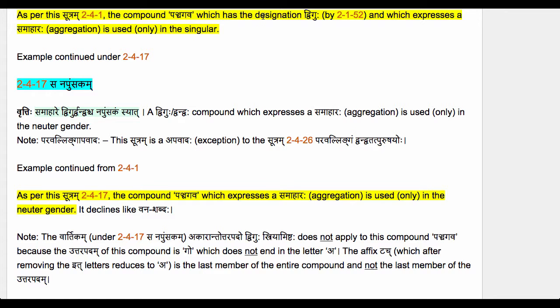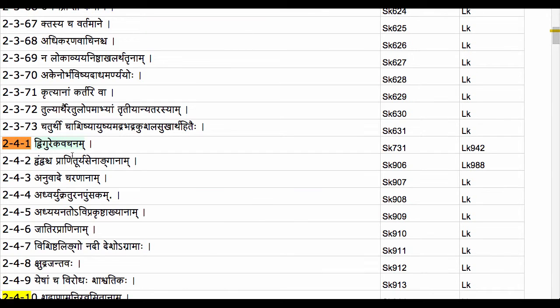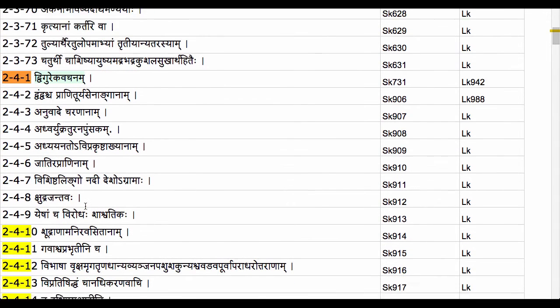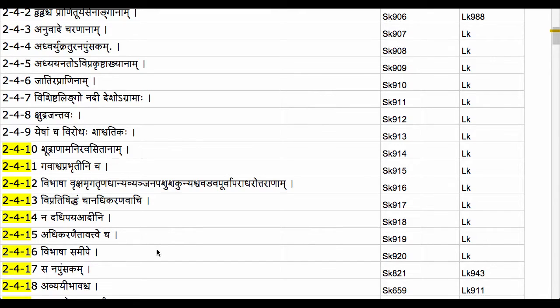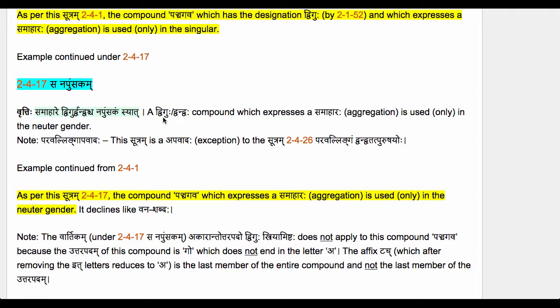The anuvritti of ekavachanam comes down from the sutram 241 into the sutram 2417. Sutram 241 applies to a samahara dvigoho compound, and the rules from 242 through 2416 apply to samahara dvandvaha compounds. That is why the vritti says samahare dvigurdvandvascha napumsakam syat.